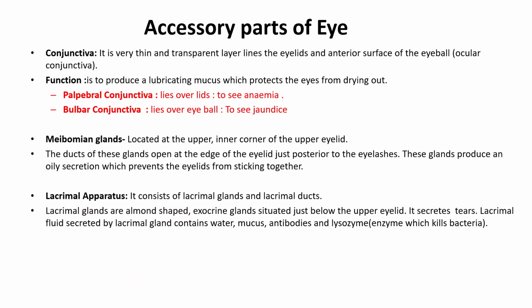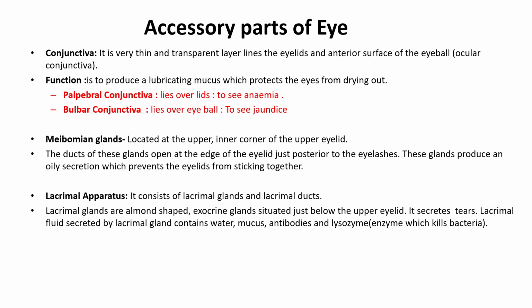The accessory parts of the eye are the conjunctiva, meibomian glands, and lacrimal apparatus. The conjunctiva is the thin and transparent layer over the eyelids and the anterior surface of the eyeball. Its function is to produce lubricating mucus which protects the eyes from drying out.